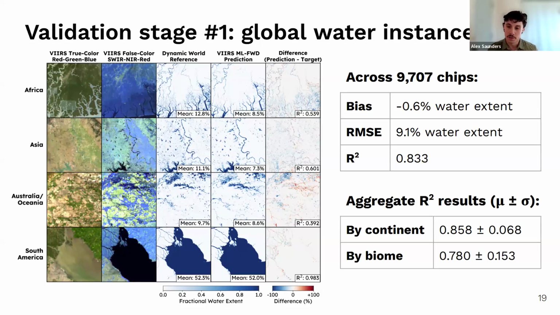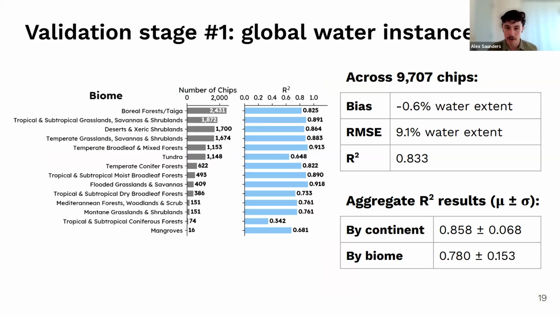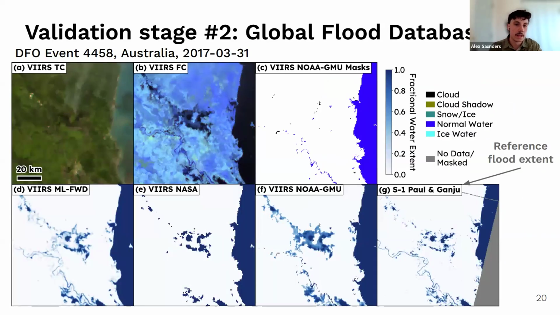And then if we look at those by continent and biome, those are the results there. Pretty limited variability by continent, which is great to see. And also by biome, we do see a little bit more variability. Those are the 14 global biomes that Jonathan showed on that map earlier on. And most of those achieve an R-squared score of 0.7 or 0.8, so explaining a really high proportion of the variance in our reference water extent data.